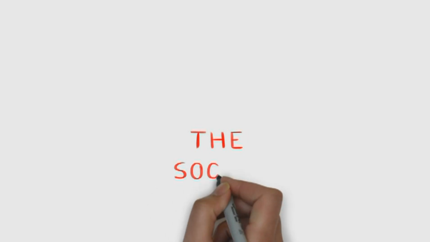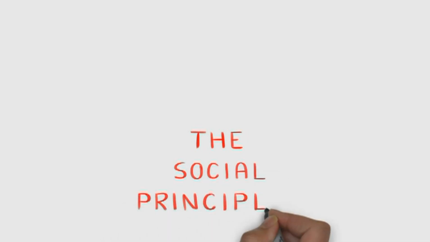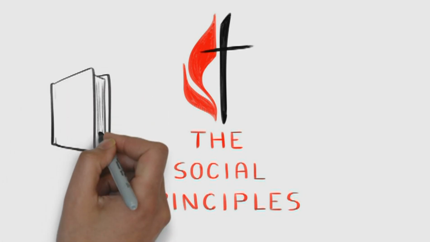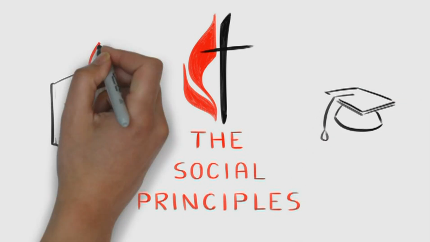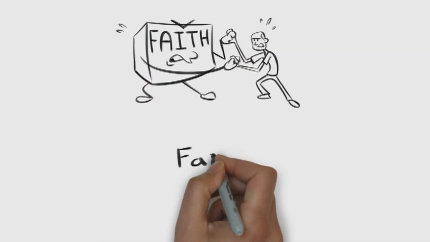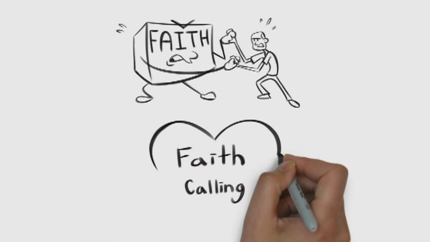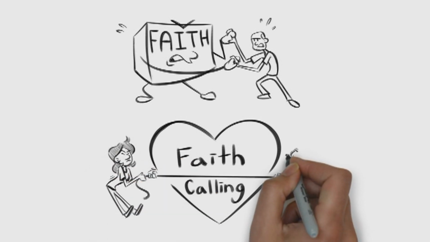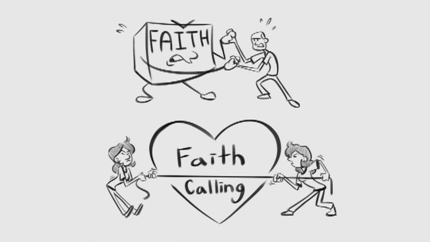The social principles, at their very core, are an effort by the United Methodist Church to address issues in today's world. Using the Bible and theology, they represent the Church's official position on difficult topics and invite us to engage and wrestle with our faith and calling. At their heart, the principles are about how we live in the world every day. This means, by definition, they are challenging.